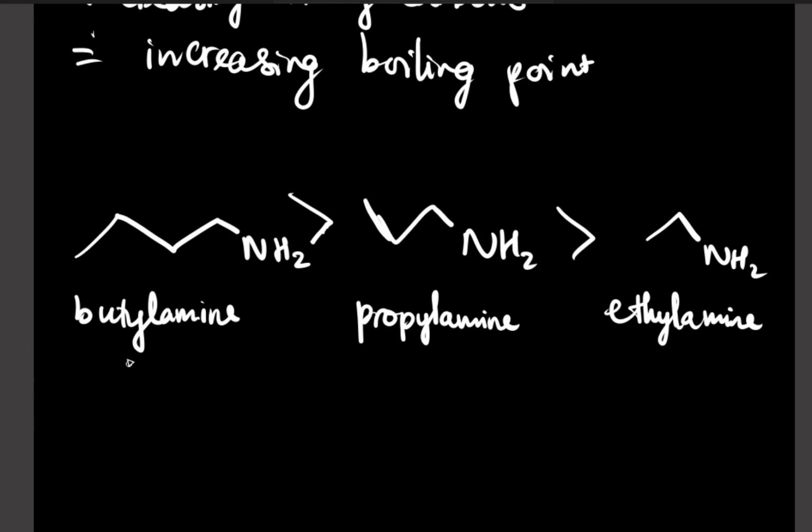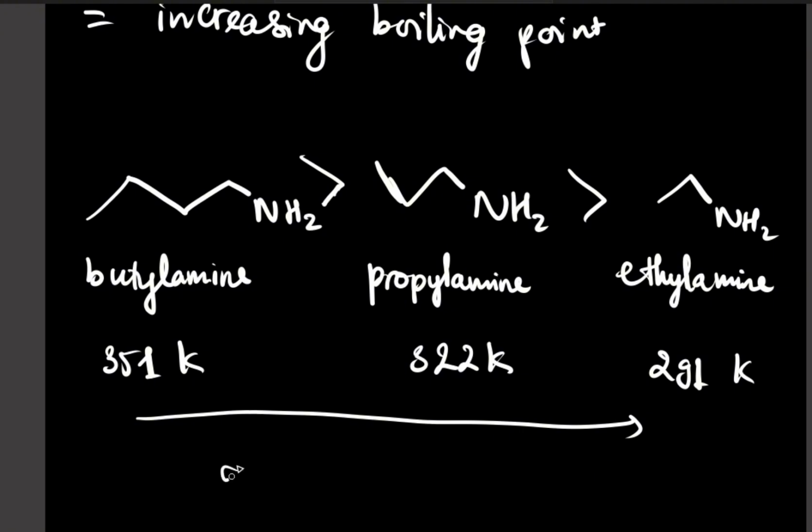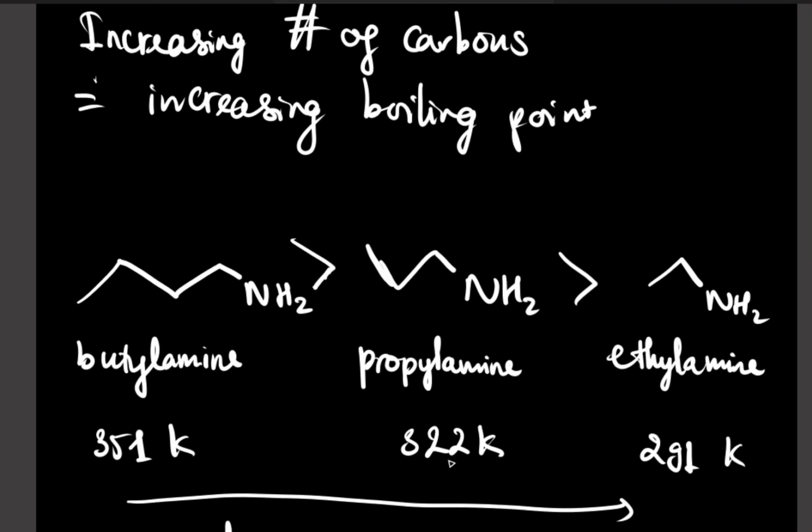And actually, in reality, the boiling point of butylamine is 351 Kelvin. For propylamine, it's 322. And ethylamine, it's 291 Kelvin. So we can clearly see that this is the direction of decreasing boiling point, right? And it is also the direction of decreasing number of carbons.